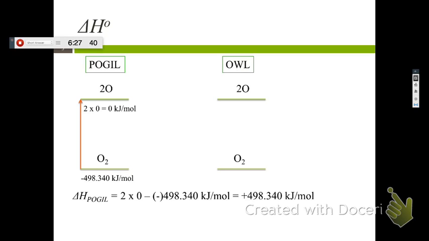So if we use the formation values, we still have the same reactant, we still have the same product. What changes about our calculations? Josh? The values. Okay. So what's our value down here? What's delta H of formation, as they call it here? 0. And what's delta H of our oxygens?